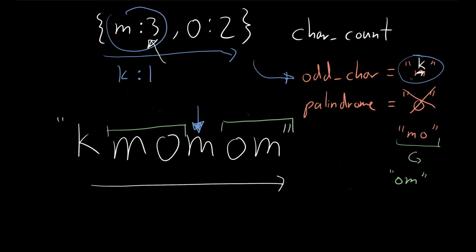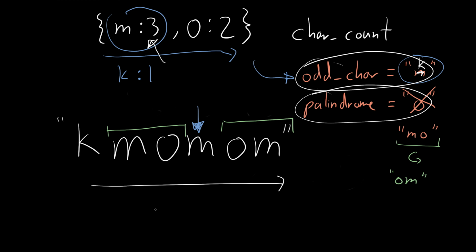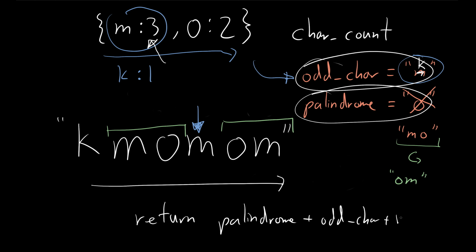But if it is a palindrome, then we want to construct palindrome and also the odd character, so that later on the final string we're going to return is palindrome plus odd character plus the reverse of palindrome. I don't have enough space, but yeah, you get the point. So we're going to be returning that, and that would be our output. All right, so let's code this up.